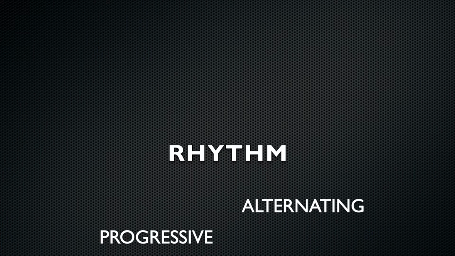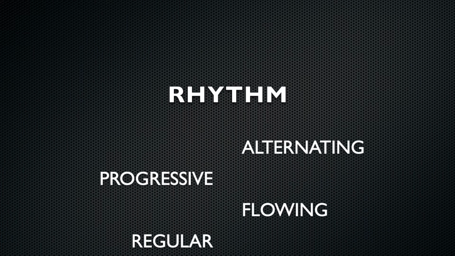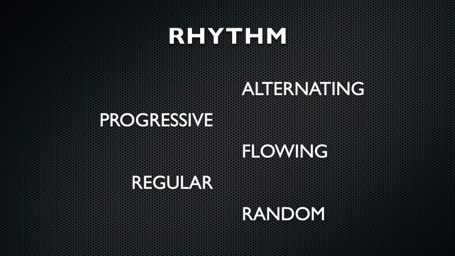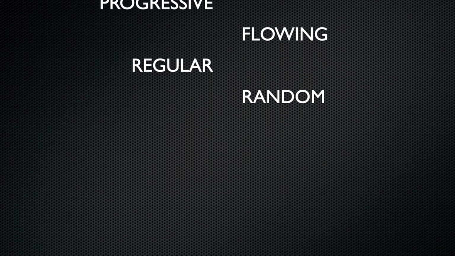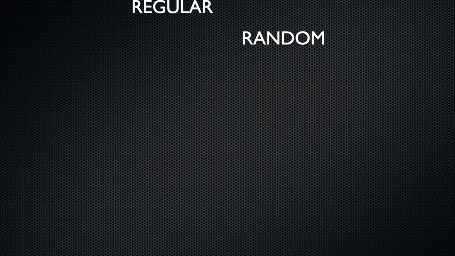There are 5 ways we can combine elements to show rhythm and movement: alternating, progressive, flowing, regular, and random.